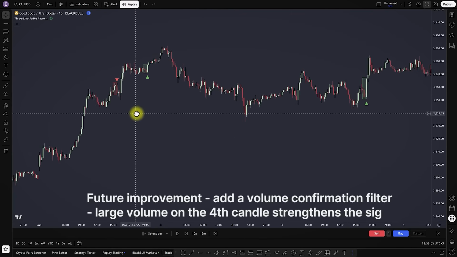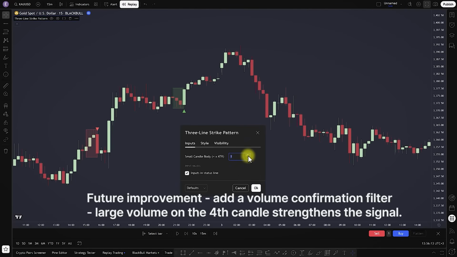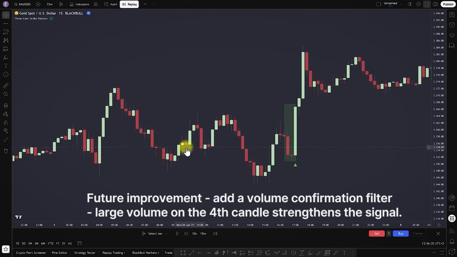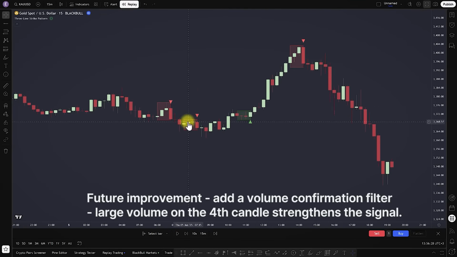We can even optimize the indicator. In the future, I will add a volume confirmation filter. Large volume on the fourth candle strengthens the signal. I will tell AI to only show patterns where the fourth candle volume exceeds the 20-period average. This filters out weak signals in thin markets.